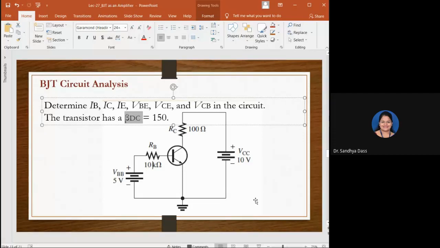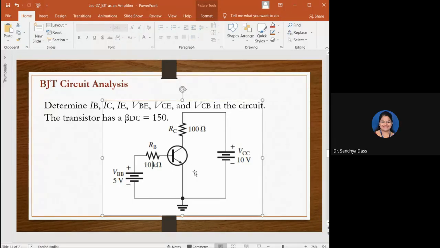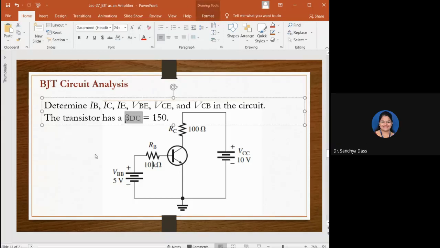First, let us find out some hints, then we will solve. First, understand the question. Some parameters are given in the circuit here. VBB is given, VCC is given, there is series resistance, and the beta formula is known. What is the formula there? Beta is equal to IC by IB, correct? IC by IB.